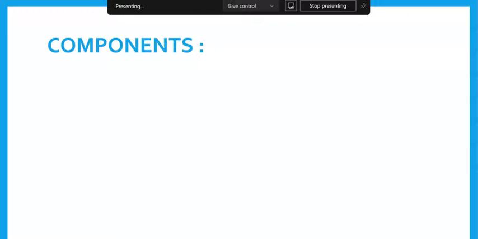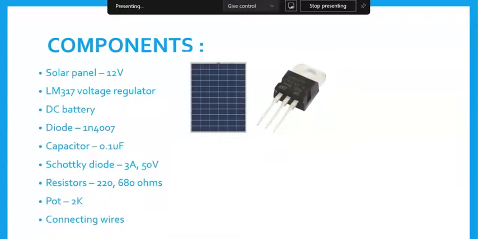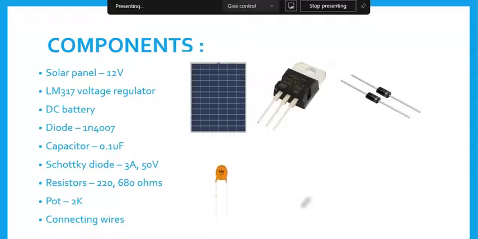Components used for the project were solar panel, LM317 voltage regulator, DC battery, diode 1N4007, capacitor of 0.1 microfarad, Schottky diode that is 3 ampere 50 volt, resistors of 220 ohm and 680 ohms, pot of 2 kilo ohm, and connecting wires.